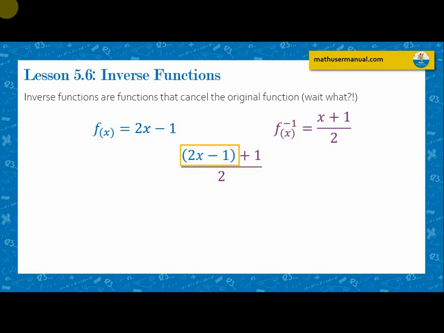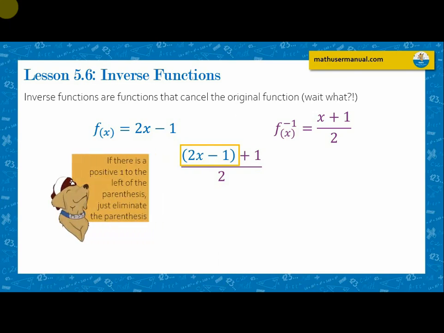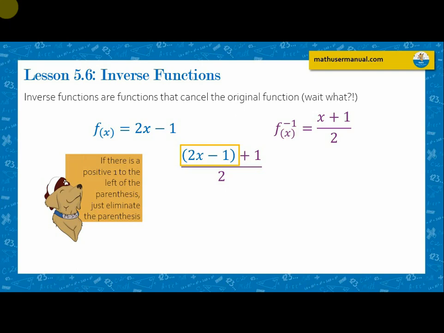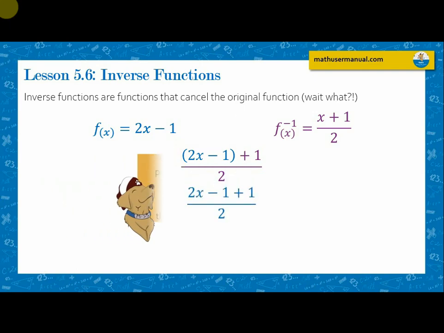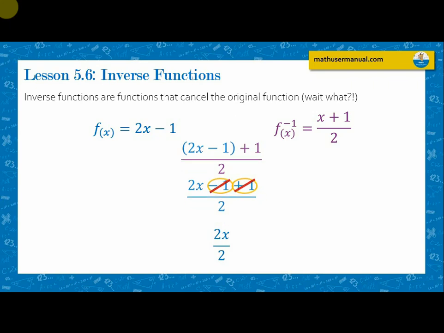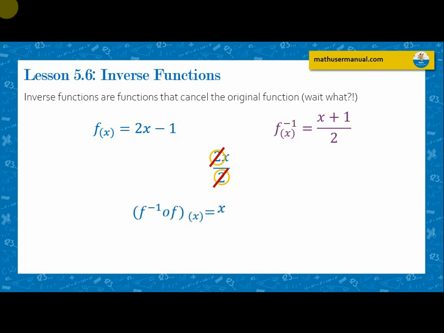First thing we do, this parenthesis, there is technically a positive 1 multiplied outside of the parenthesis. When there is nothing in front of the parenthesis, and by in front I mean to the left of the parenthesis, it means a positive 1. And positive 1s really don't make a difference. So what we can do is simply not write the parenthesis in the next step. Then minus 1 plus 1, they cancel each other. We're left with 2x over 2, but we run out of space, so let's bring it up. And then 2 divided by 2, they cancel each other, leaving us with just x. So f inverse of f of x equals x.